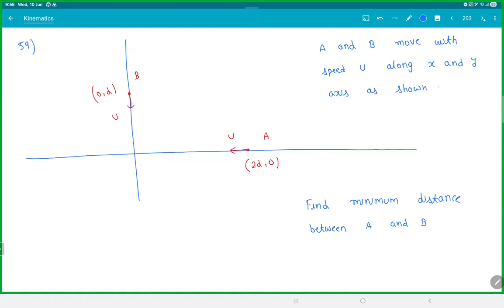One thing is clear, right? They both won't meet, because by the time this guy comes to the origin, this guy is still here only. And by the time this guy comes to the origin, B has already gone ahead. So they're not going to meet, but they will be at a minimum distance. This is another variety of questions. These are called distance of least approach. What is the minimum distance between them?